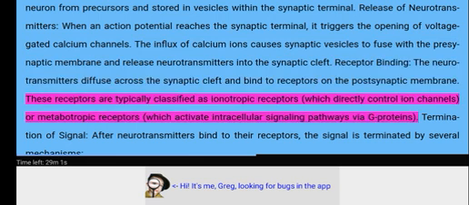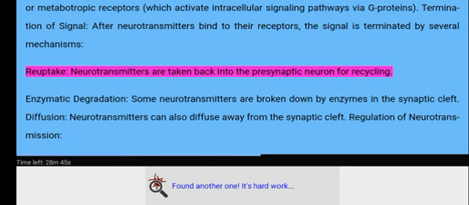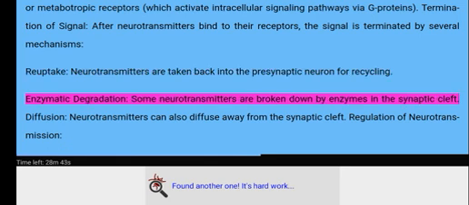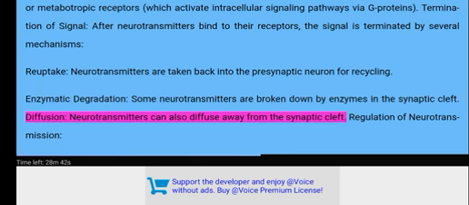These receptors are typically classified as ionotropic receptors, which directly control ion channels, or metabotropic receptors, which activate intracellular signaling pathways via G proteins. Termination of signal. After neurotransmitters bind to the receptors, the signal is terminated by several mechanisms. Reuptake. Neurotransmitters are taken back into the presynaptic neuron for recycling. Enzymatic degradation. Some neurotransmitters are broken down by enzymes in the synaptic cleft. Diffusion. Neurotransmitters can also diffuse away from the synaptic cleft. Regulation of neurotransmission.